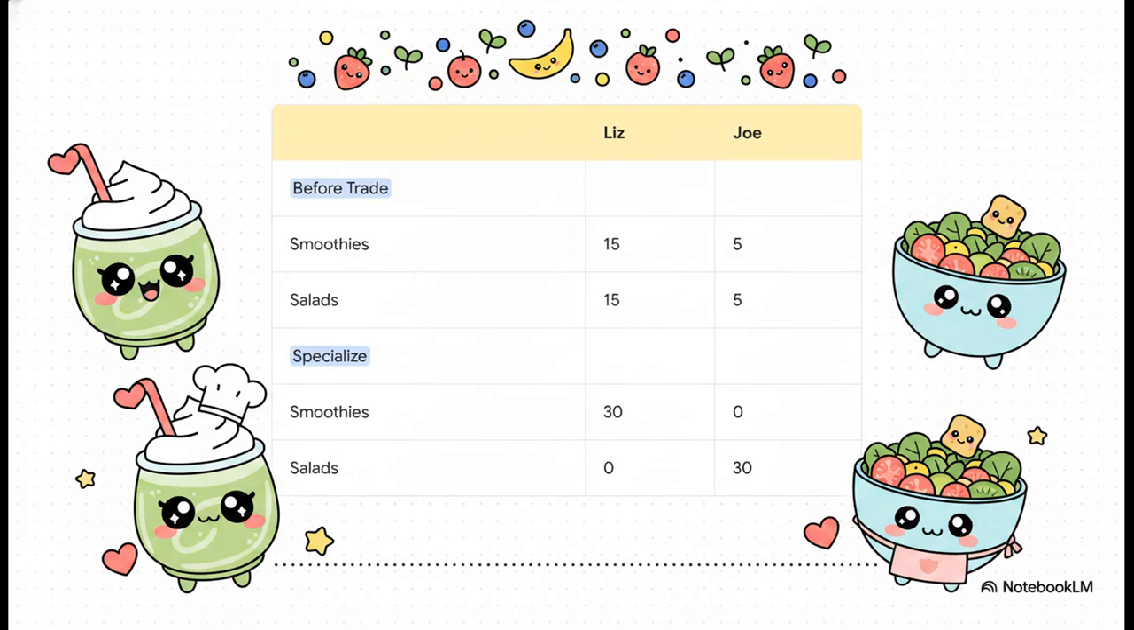Let's look at Liz and Joe. At the top, you see what they can do on their own, splitting their time making smoothies and salads. But let's say Liz has a comparative advantage in smoothies, and Joe's a natural at salads. So what if they specialize? Liz goes all in on smoothies, and Joe focuses just on salads.